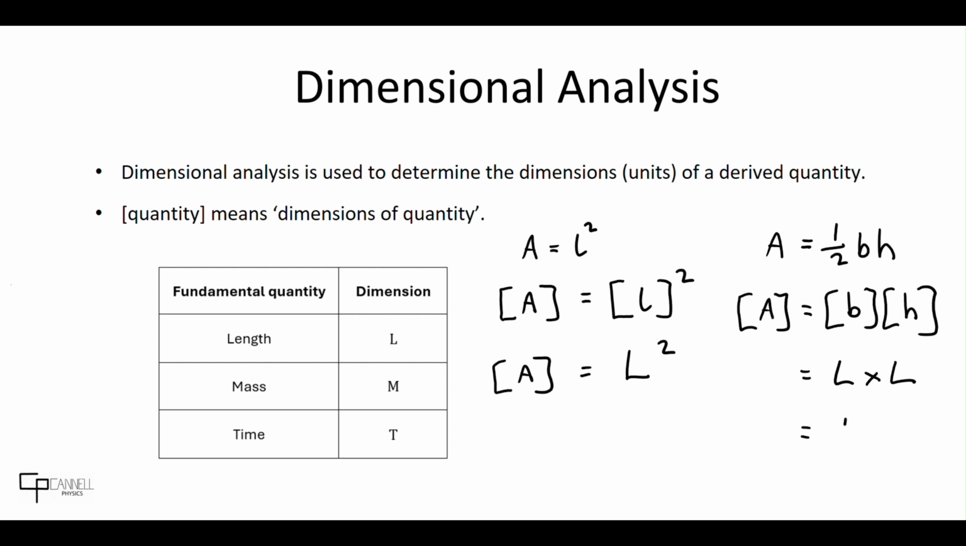So as we'd expect, this would be the exact same as for the area of a rectangle or square, because whether it's a square, rectangle, triangle, or any shape, area will have the same dimensions. But using the language of units, you'd be familiar with square meters. So the unit equivalent is square meters, but the dimensions are L squared.